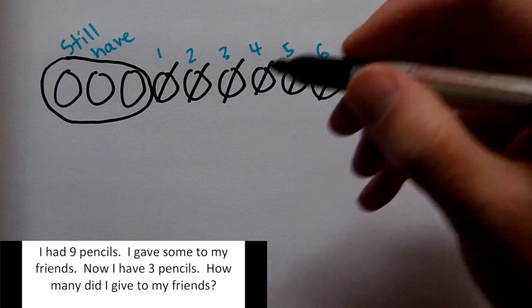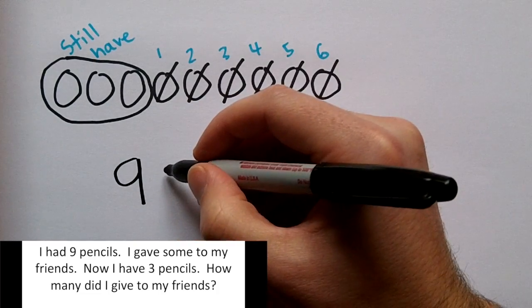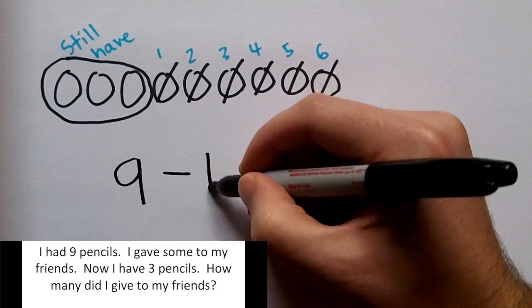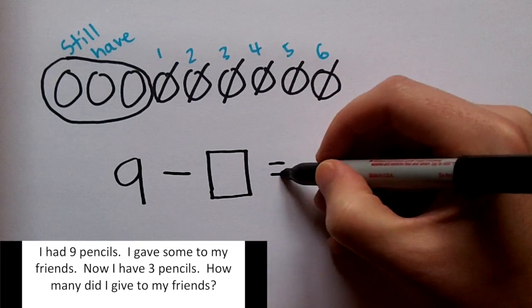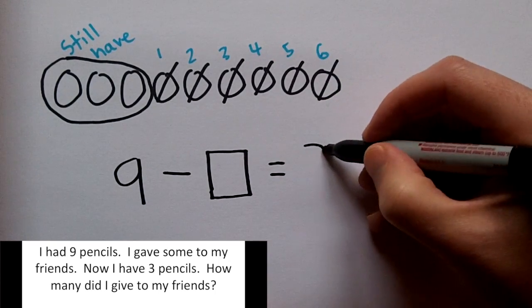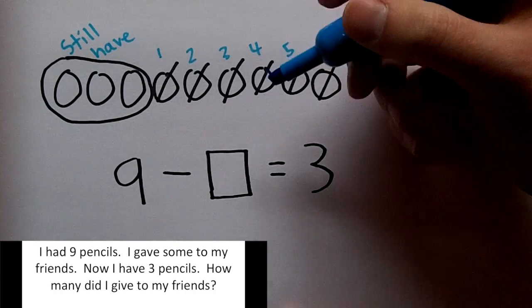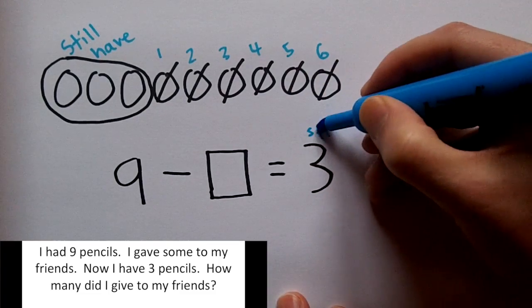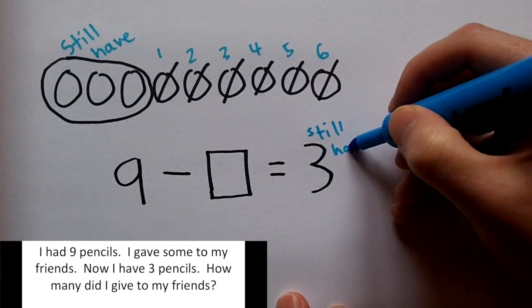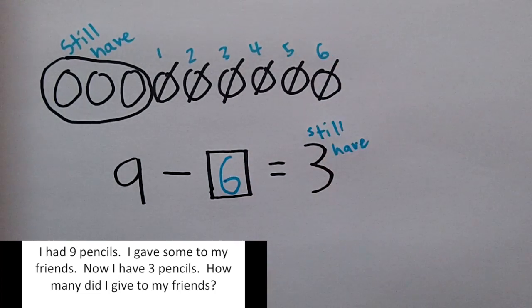Let's write a number sentence to match. I had 9 pencils. I gave some to my friends. I don't know how many. I'm going to put a box to show that I don't know. And at the end, I have 3 pencils left. So these are the ones that I still had at the end. And these are the ones I gave to my friends. I gave 6 to my friends. 9 minus 6 equals 3.